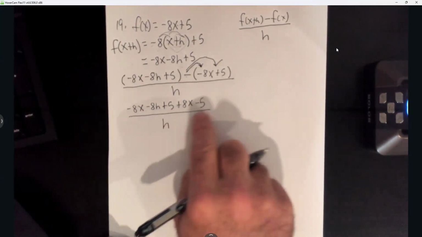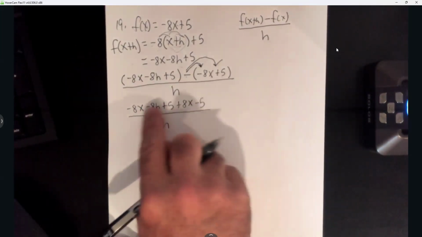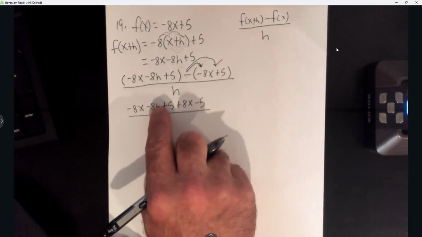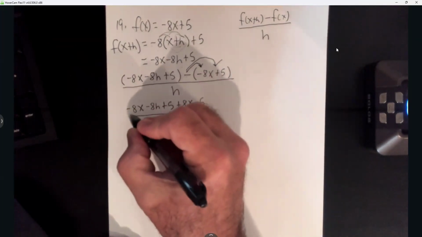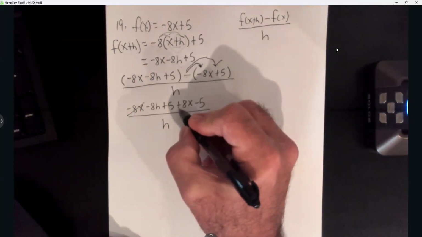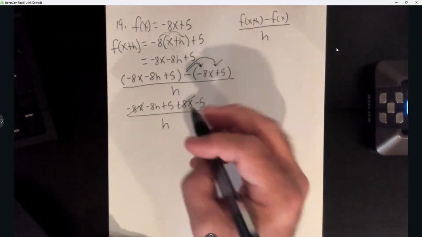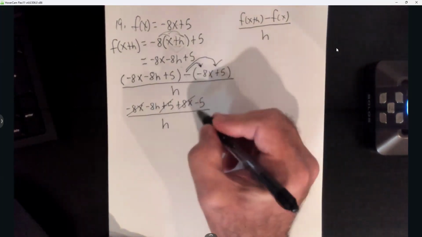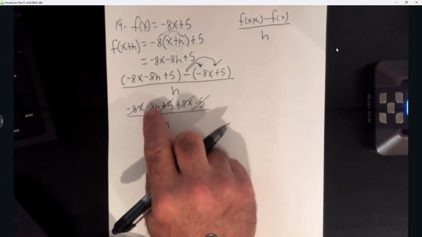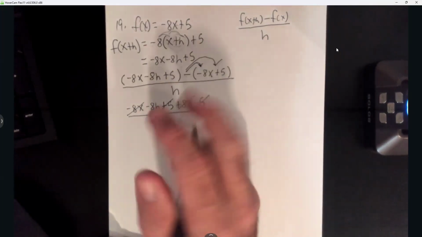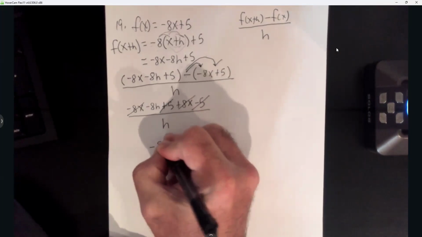So what happens on these, everything up here that does not have an h in it is going to cancel. See, this -8x will cancel with a +8x. And then this +5 cancels with that -5. So what's left is a -8h over h.